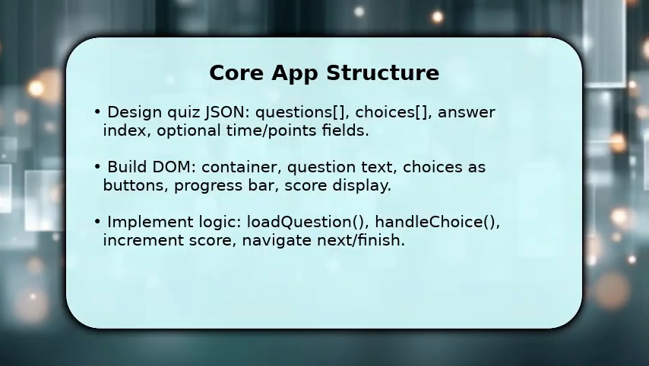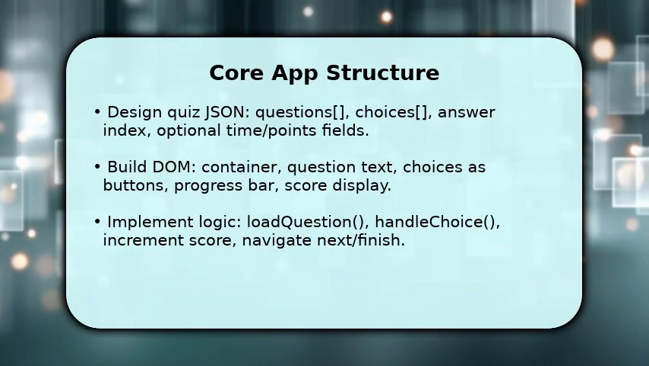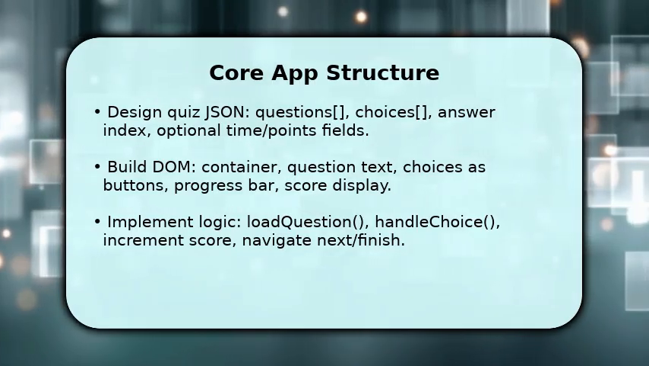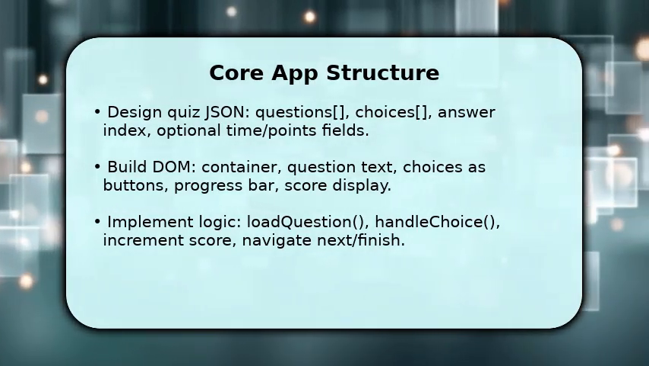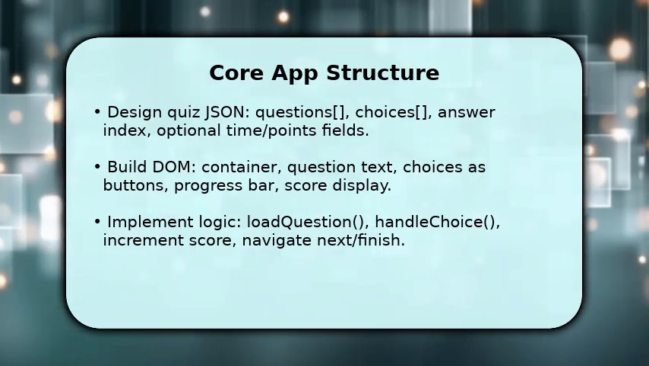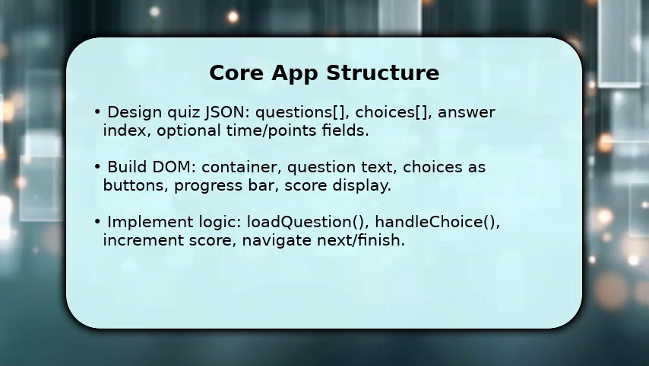You now assemble the app structure and logic. Define a questions array in JSON with text, choices, and correct index so data and UI are separated. Next, create DOM elements: a card for the question, buttons for choices, a progress bar, and a visible score counter to keep the interface clear.